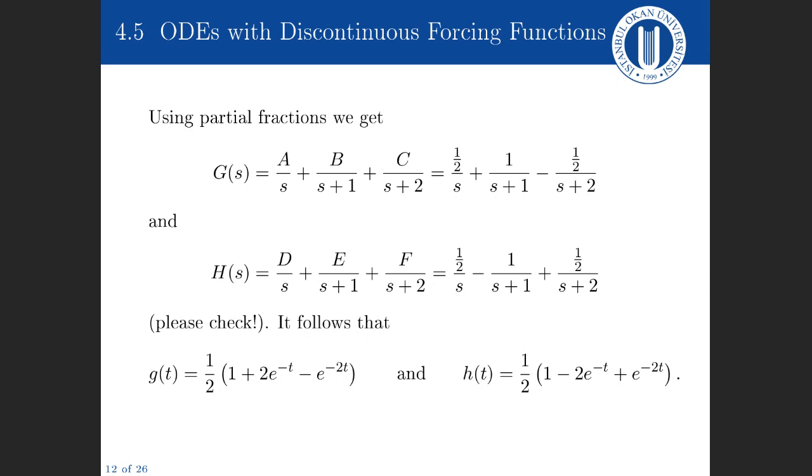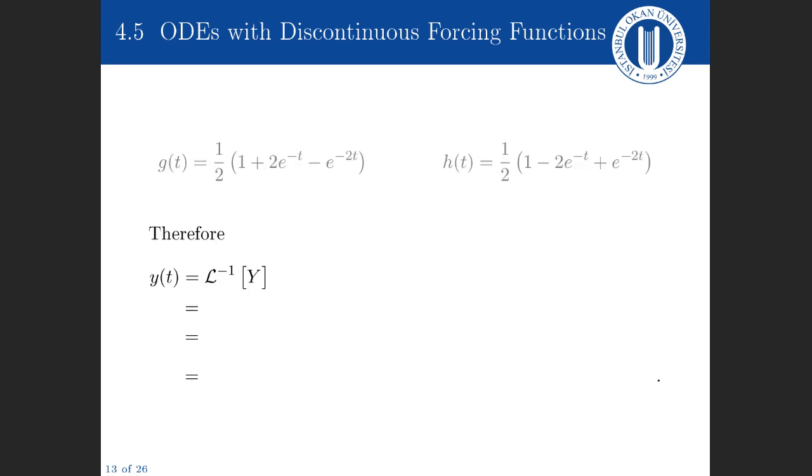Now we're ready to write down the solution to the initial value problem. We want to find the inverse Laplace transform of capital G minus e to the power minus 10s capital H. The first part is easy. We have this. For the second part, we're going to need our shift formula. Our shift formula says the inverse Laplace transform of e to the power minus 10s capital H is u10 h of t minus 10. We're going to substitute in small g and small h, and we will have our answer.